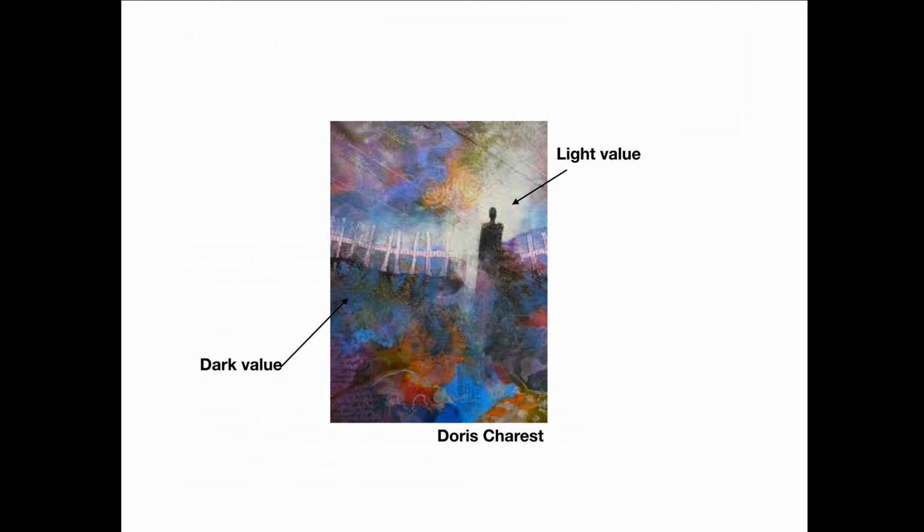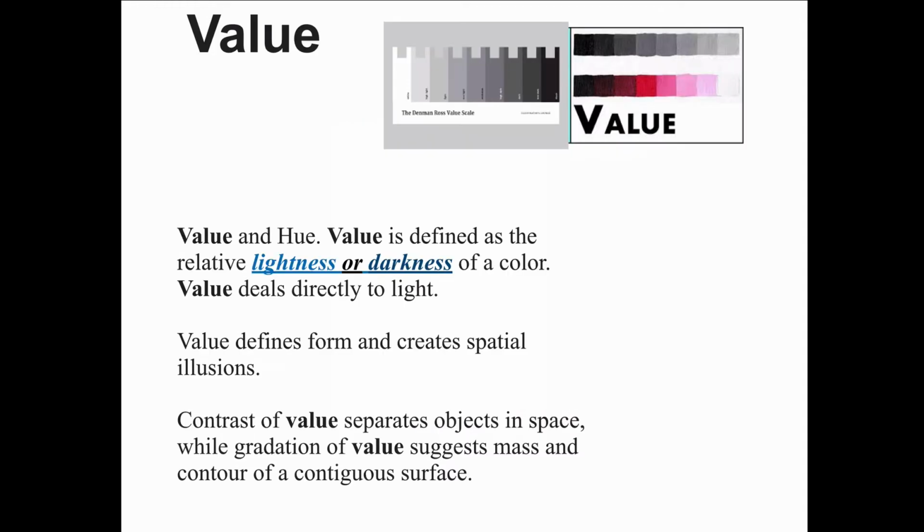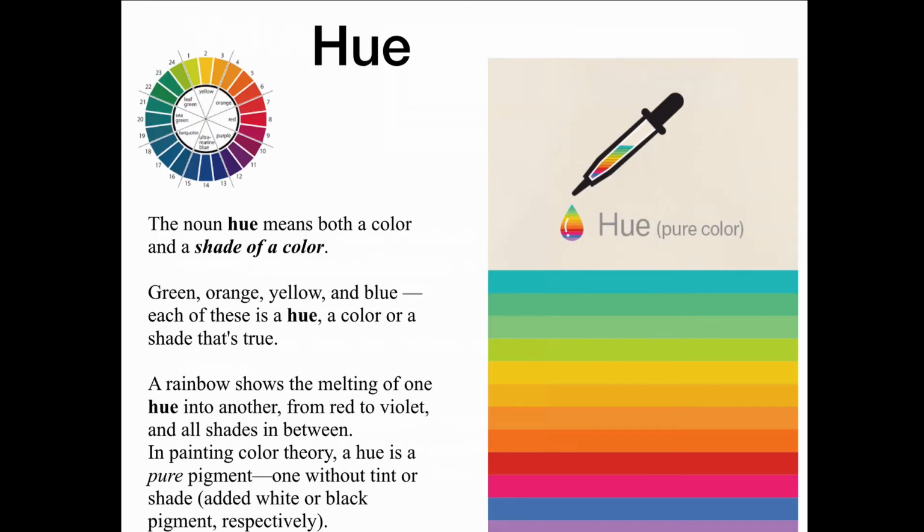So that's it for this section. I just wanted to clear things up. Let me summarize one more time. Value is the lightness of a color or the darkness of a color. Hue is the purity of the color. It's a color without any white or black added to it.